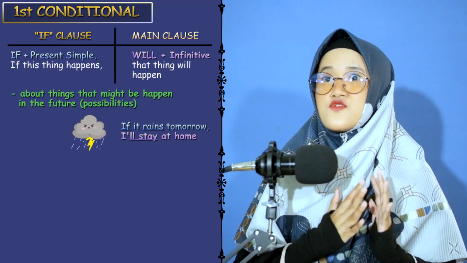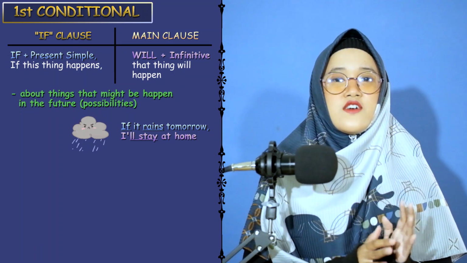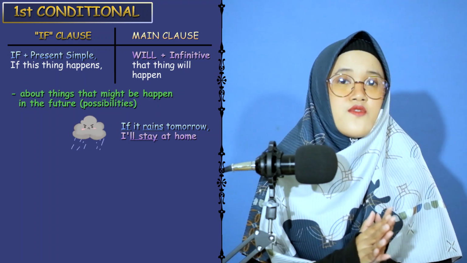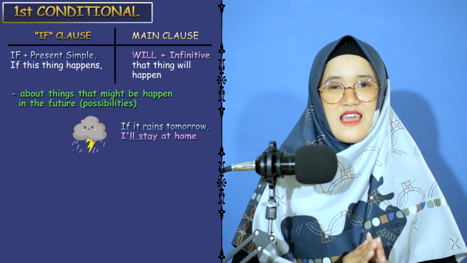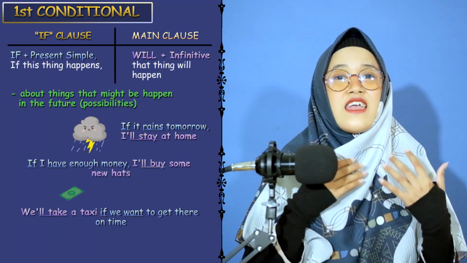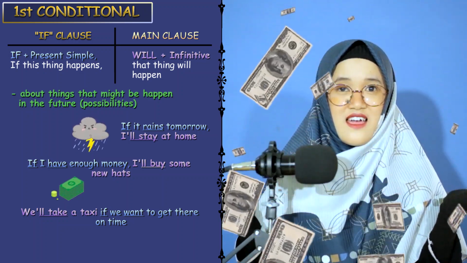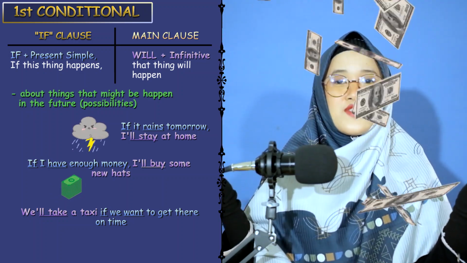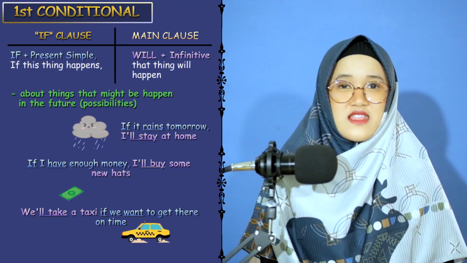If it rains tomorrow, I'll stay at home. There is a real possibility of rain tomorrow. In this situation, I'll stay at home. If I have enough money, I'll buy some new hats. We'll take a taxi if we want to get there on time.